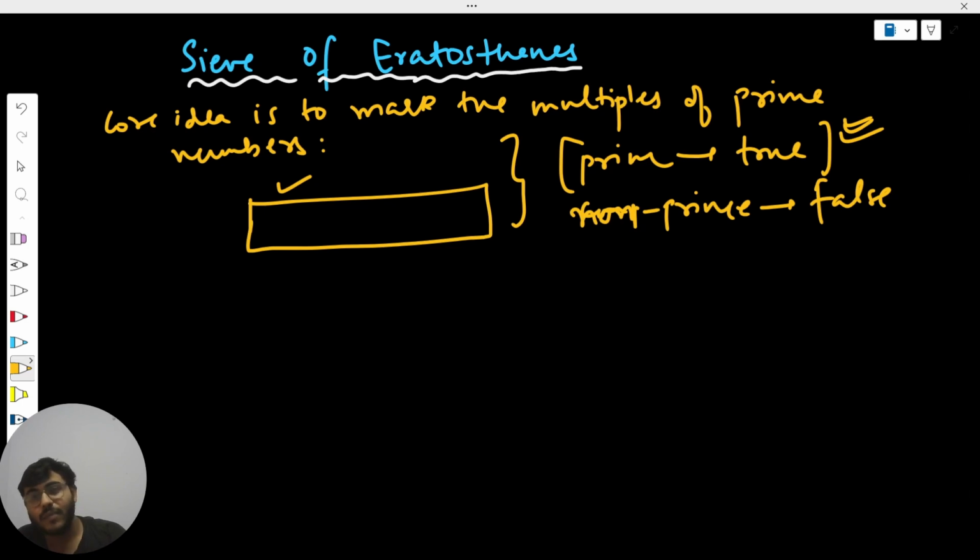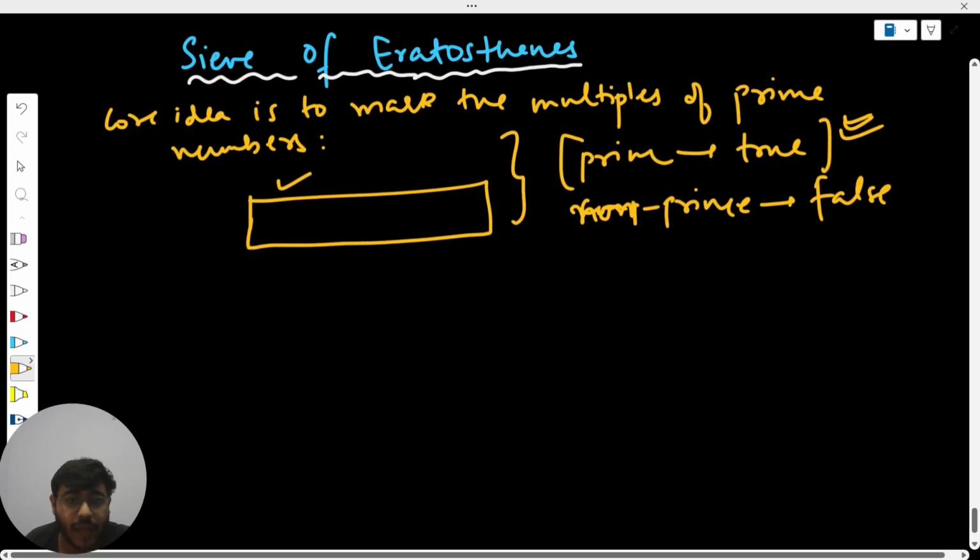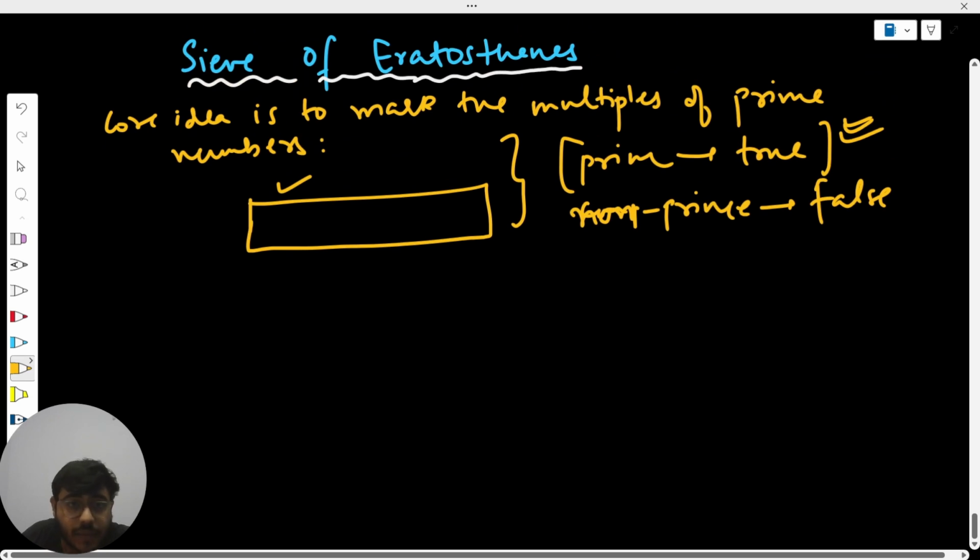Why? Because every composite number, if you prime factorize it, you will see that it is a multiple of prime numbers only, right? When we multiply a bunch of prime numbers together, whether a single prime number or multiple prime numbers in some power, we get a number. So the core idea is to mark the multiples of prime numbers. So how do we do it, and what is the time complexity of this approach? Let's first see how this works.